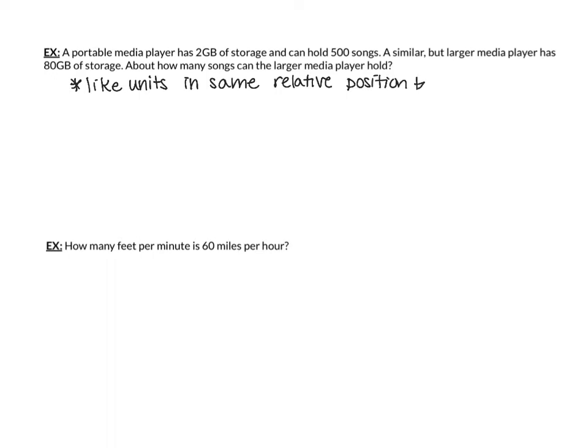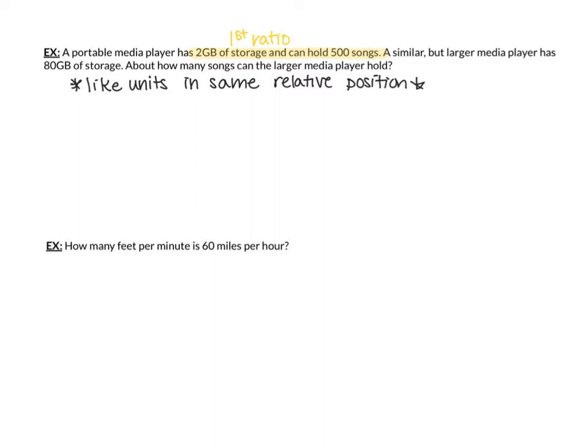Okay, so for this particular problem, we have one thing that is for sure. It is not changing. We know all the information about it, and that is that a portable media player that has 2 gigs of storage can hold 500 songs. This is going to be our first ratio.